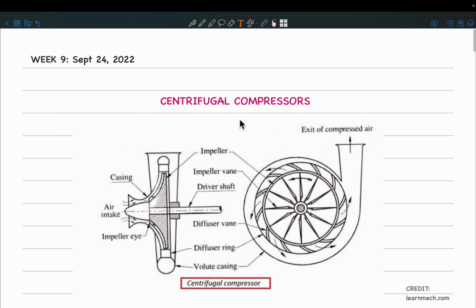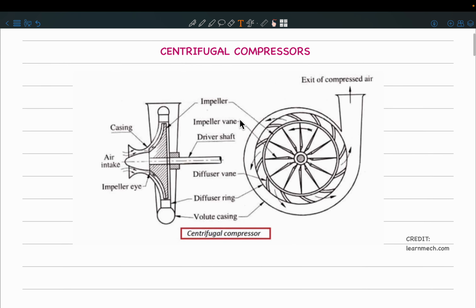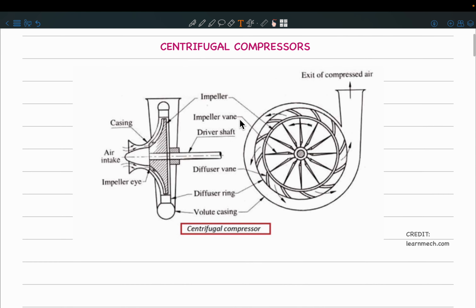Okay, so I hope you guys have seen the video lectures on centrifugal compressors. I'll just quickly go through what the different parts are and what the working principle of a centrifugal compressor is, and I would request you to please help me out here. So what are the most important parts in a centrifugal compressor? You can see this diagram on the screen.